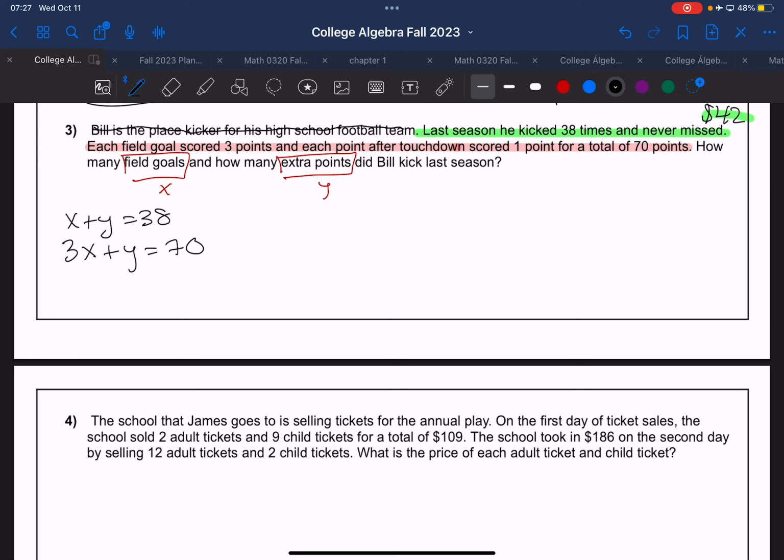So I'm reading it as 3 points per field goal plus 1 point for the touchdown equals 70 points? Yes. Okay. Yes, because it's saying that extra points is, you're getting the extra points from the touchdown.